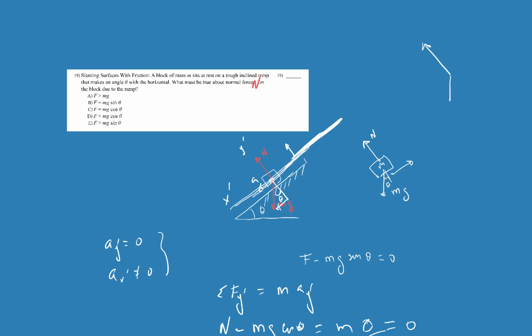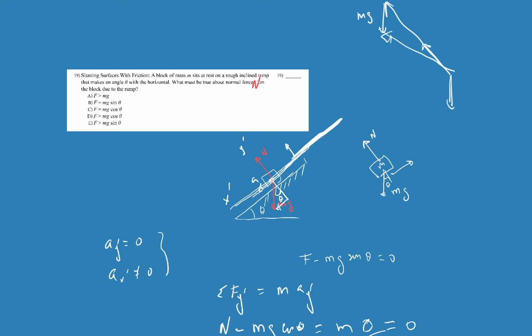And this is mg. If you have n bigger than mg, the sum will be like this. The sum will be n plus mg. So the sum will not be parallel to the plane, so the acceleration will not take place. So this is not valid.